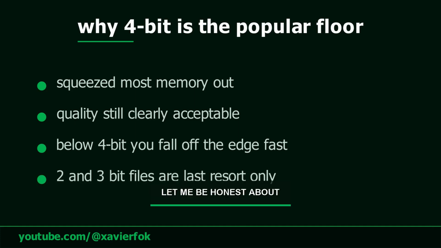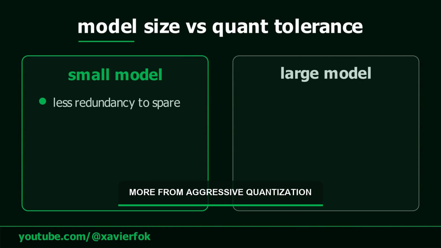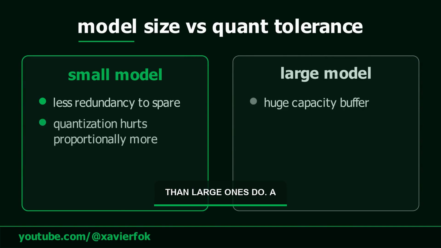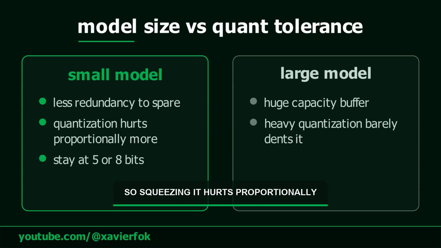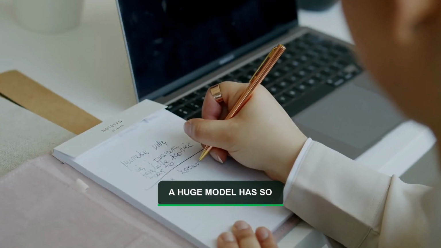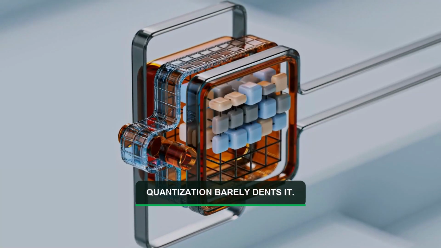Let me be honest about an exception, because blanket rules mislead. Very small models suffer more from aggressive quantization than large ones do. A tiny model has less redundancy to spare, so squeezing it hurts proportionally more. A huge model has so much capacity that even heavy quantization barely dents it.